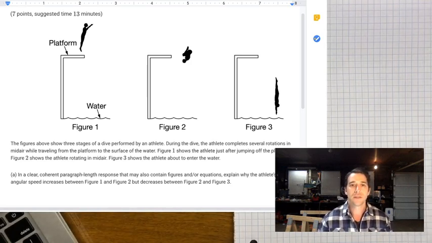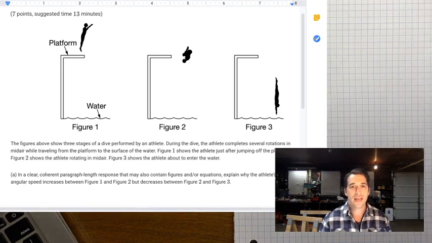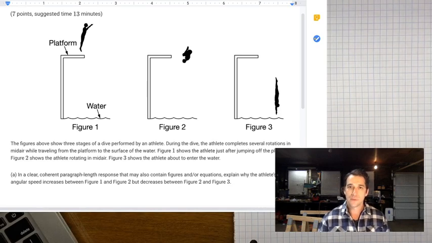Okay, let's see what the question is asking us. In a clear, coherent, paragraph-length response that may also contain figures and/or equations, explain why the athlete's angular speed increases between figure 1 and figure 2, but decreases between figure 2 and figure 3. So here they're talking about their first picture to the second picture. Their rotation is getting faster and faster. And then from 2 to 3, their rotation slows down.